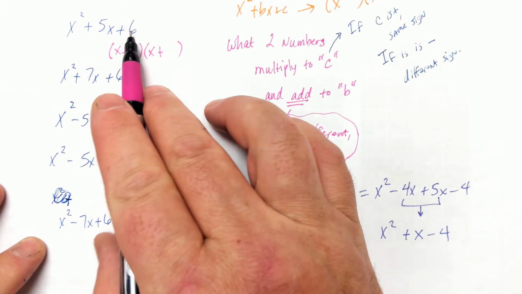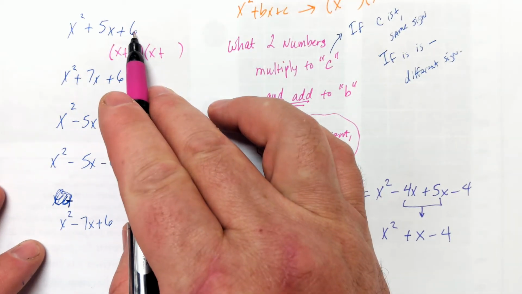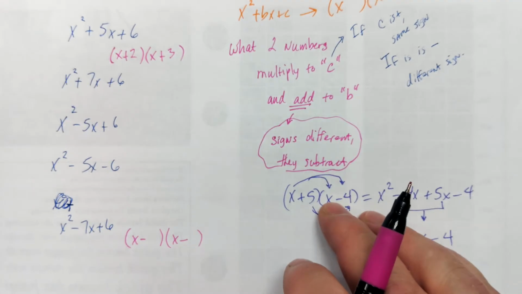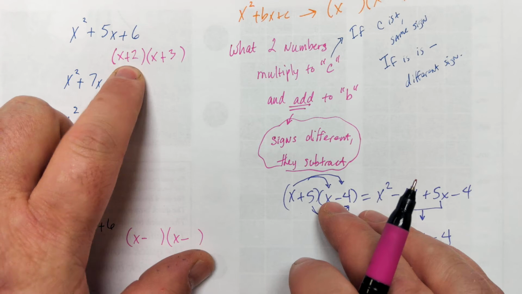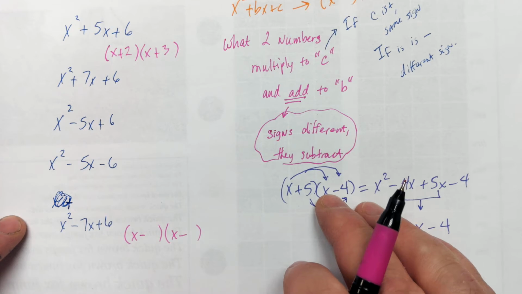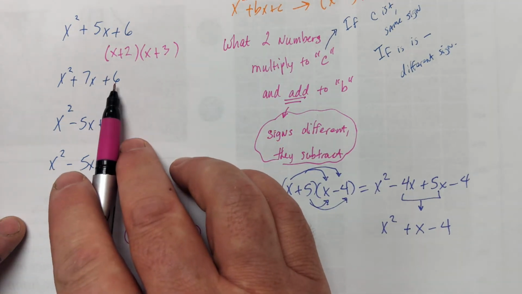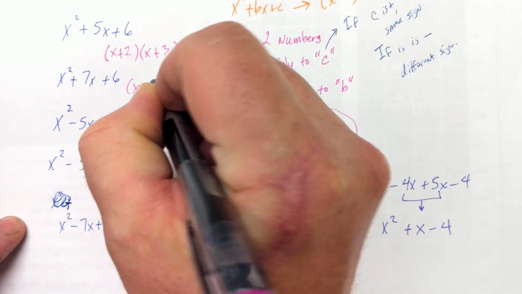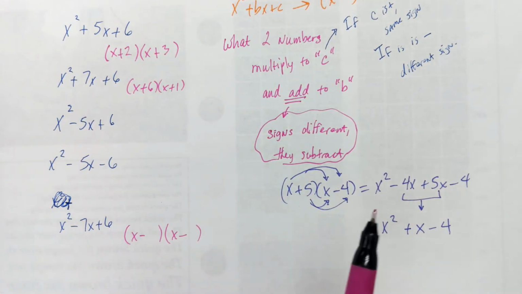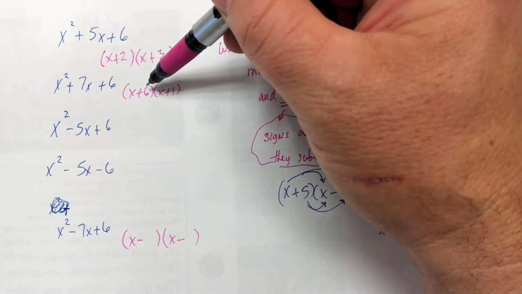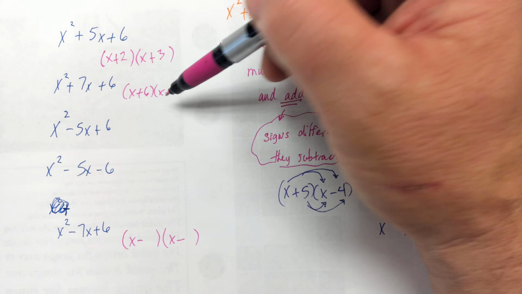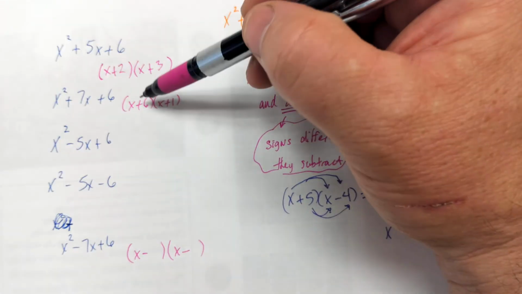So the two numbers that multiply to 6 and add to 5 would be 2 and 3. 2 times 3 is 6. 2 plus 3 is 5. It's no problem. x plus 3, x plus 2. Now, the two numbers that multiply to 6 and add to 7: 6 and 1, and they're both positive. The reason they're both positive: these two numbers multiply to make positive 6, and then that's plus 1x, and this is plus 6x. That makes plus 7x.